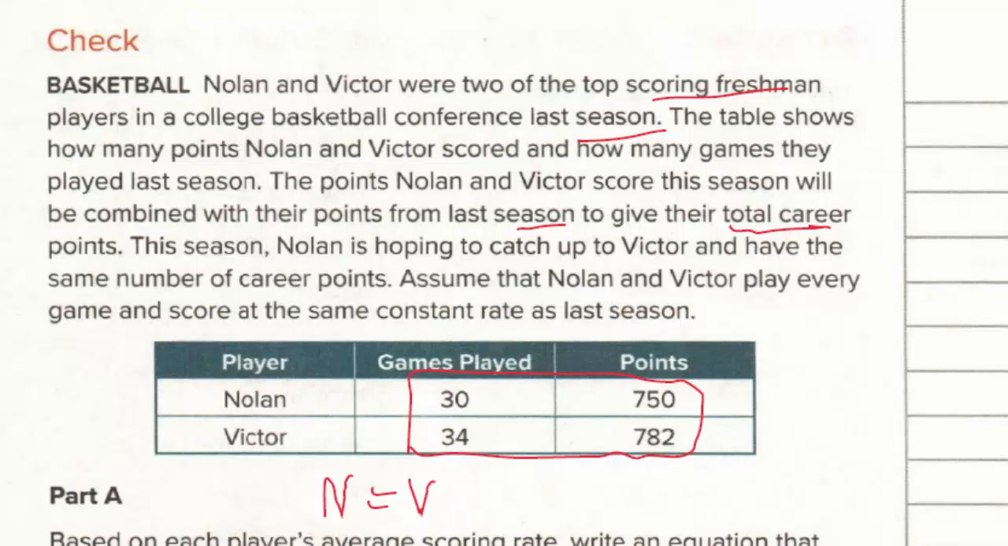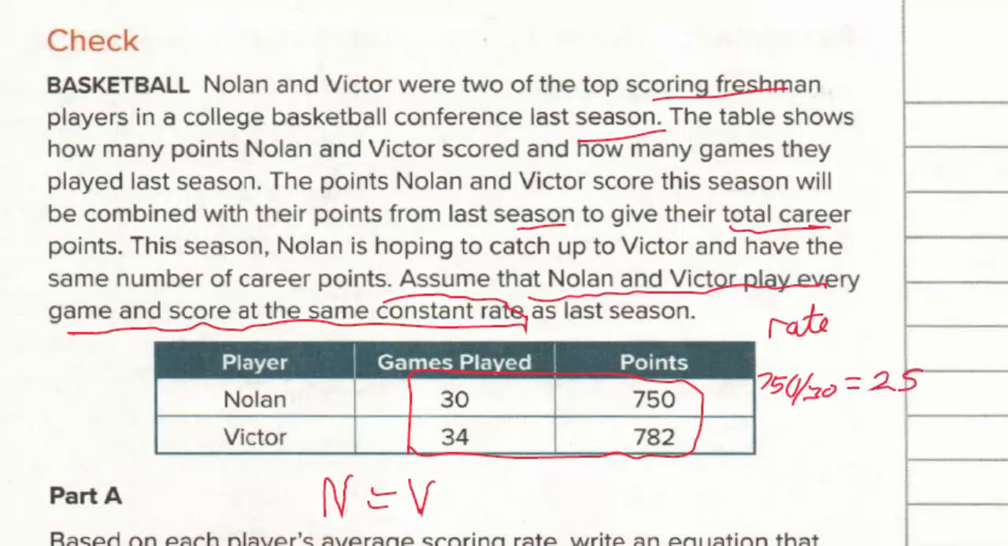We want to assume that Nolan and Victor play every game and score at a constant rate. So we need to calculate a rate. So we're going to calculate Nolan's rate. And that's going to be his 750 divided by 30 games. And that will give us 25 points per game. And then we'll calculate Victor's rate, which is 782 points over 34 games, and his rate was 23 points per game. Let's move on to part A.